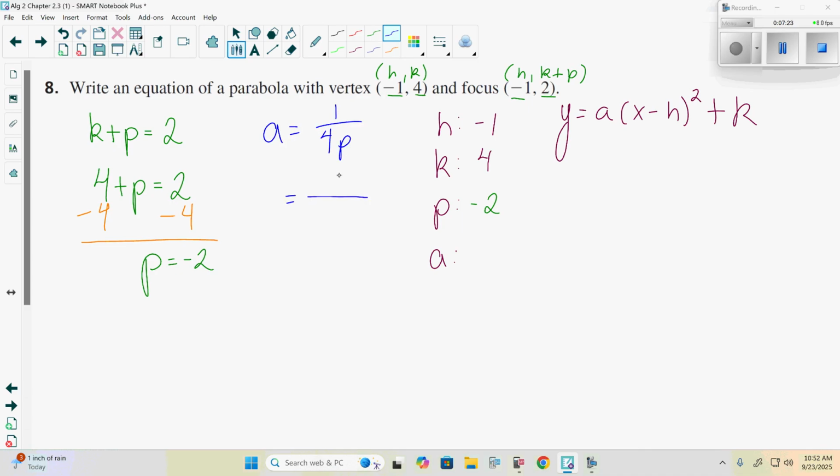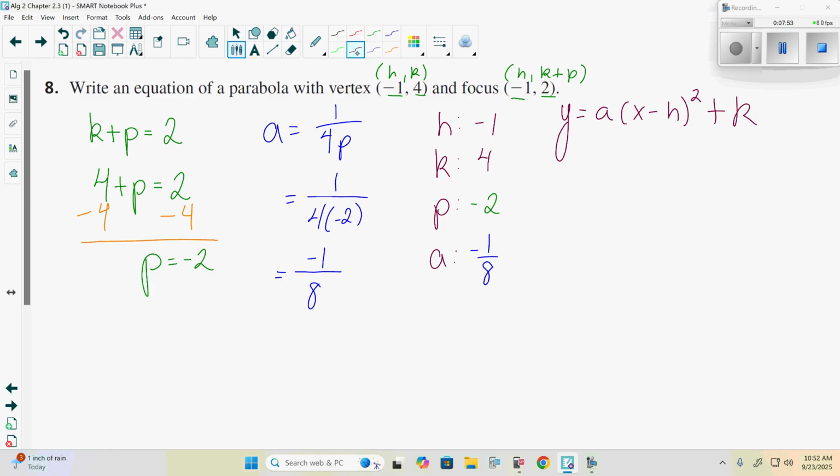1/4p, because again, we need to find a to plug it in, and that'd be 1/4 times -2. We can plug that into a calculator. We can do it by hand. Either way, we'll get the fact that a is -1/8. Questions on how we found h, k, p, or a?